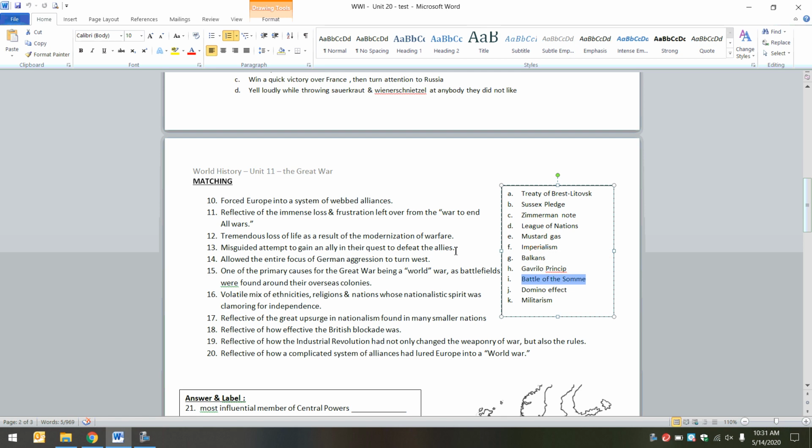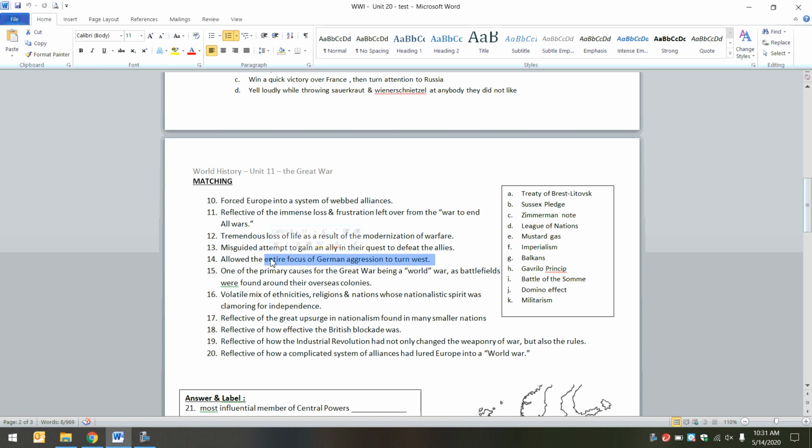All right, 13, a misguided attempt to gain an ally. So this is somebody reaching out, trying to get somebody to fight on their side. That would be when Germany reached out to Mexico in the Zimmermann Note, which helped draw the United States into the war.